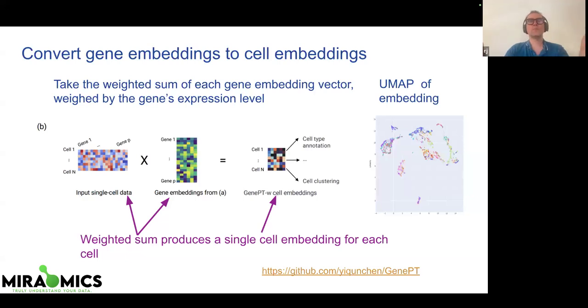So you add all this up, you normalize to 1, and you end up with this embedding of that cell based on its gene expression.